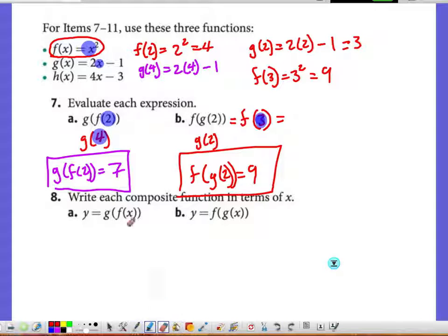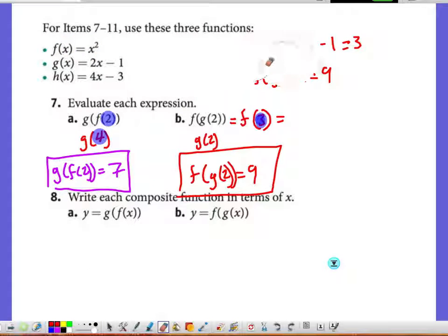Okay, so those are the answers. Let me erase this. What about when we start writing composition functions in terms of x? What we want to do is find g of f of x. What is going to be the equation for this function?